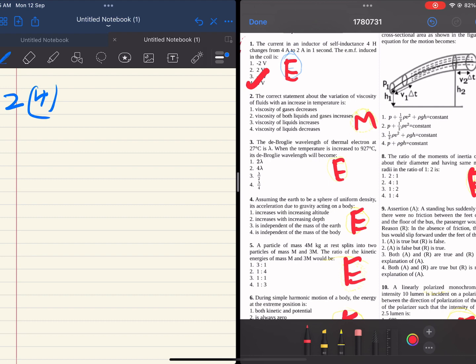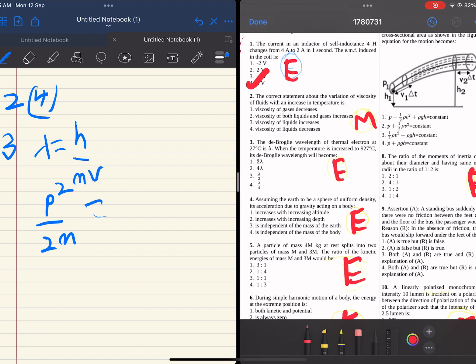Now the third one. The de Broglie wavelength of a thermal electron at 27 degrees Celsius is lambda. When the temperature is increased to 927 degrees Celsius, its de Broglie wavelength will become? We know lambda is equal to h by p, where p is momentum, and this is an electron. An electron is not like a photon. Electron has mass, so we can write kinetic energy as p square by 2m, not taking relativistic effects into account.